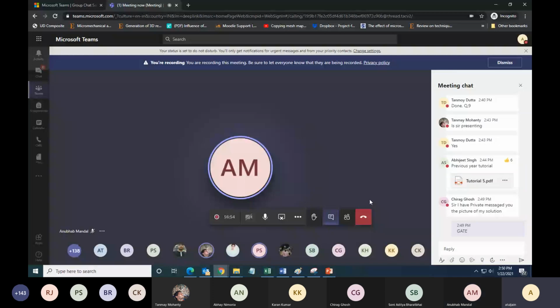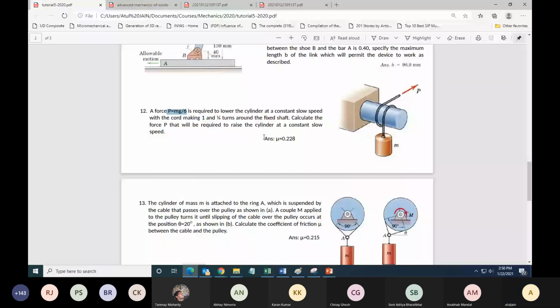Like if you don't want to know the coefficient of friction, then P is 6 mg. It is straightforward. But yeah, I think this question is incomplete. It should have been: calculate the coefficient of friction and the force P that will be required. And you are right, to raise it, it has to be 6 mg. Good. So questions 14 and 15 are done.